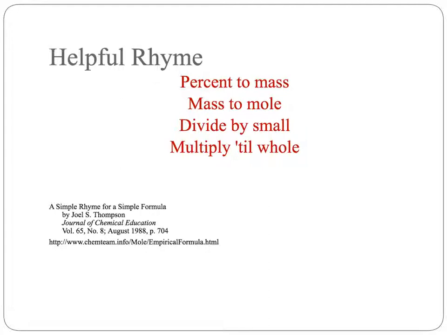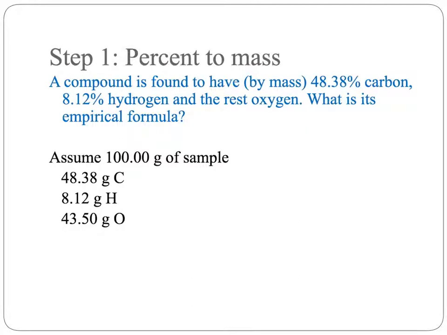There's a helpful rhyme that I found. I didn't develop this. It was developed by a teacher named Thompson. But this helpful rhyme outlines the steps to calculate an empirical formula. It says percent to mass, mass to mole, divide by small, multiply till whole. So step 1 says percent to mass. What does that mean? Well, in our problem, we are given values that are percents. 48.38% carbon, 8.12% hydrogen, and some unknown percent of oxygen.